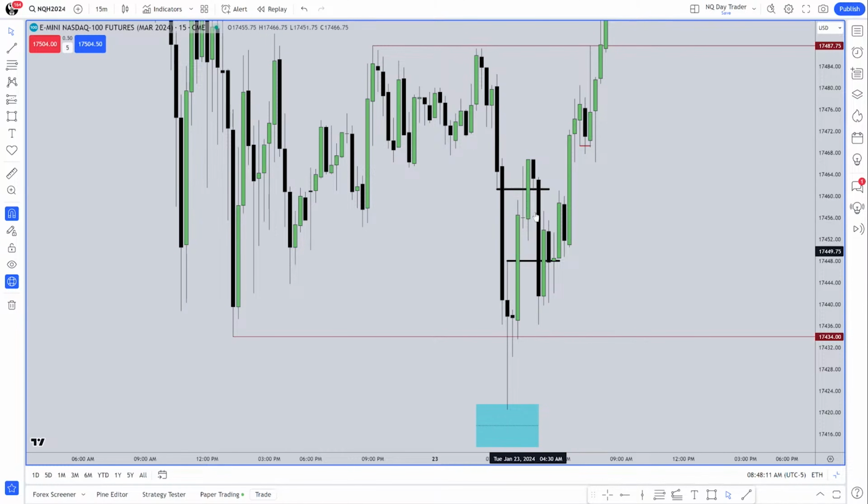This gap right here, I'm only going to refer to it in terms of its consequent encroachment, which is the midpoint of that gap, the 50%. And I would use that on a lower time frame chart to see if it's going to offer me an opportunity to go long. But now we're back into this discussion right here. So this becomes my primary focus when price shows you this displacement to the upside, and then you wait patiently for it to trade right back down into this candlestick's movement higher.